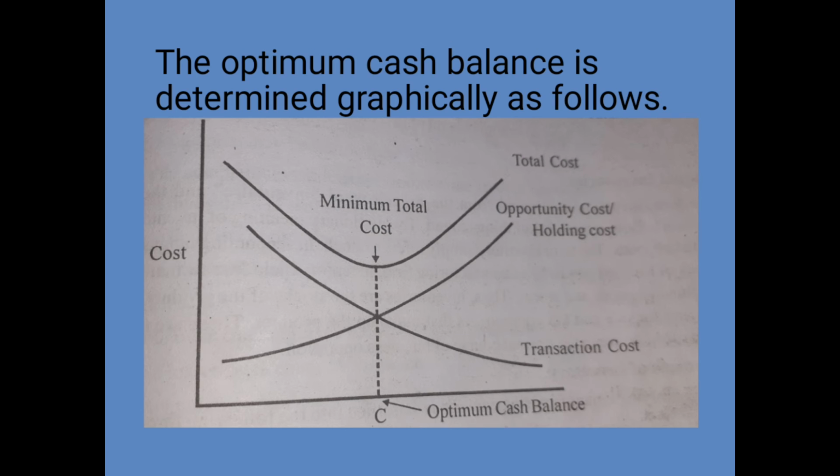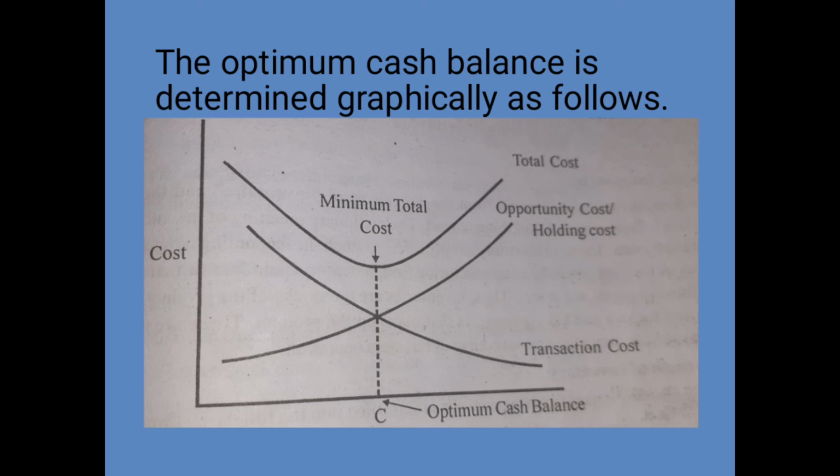So the opportunity cost goes on increasing when we are holding more cash balance. Okay, when we are holding more cash balance, opportunity cost goes on increasing. Okay, and what is the total cost? Total cost means the opportunity cost plus the transaction cost, and it also goes on increasing when we are holding more cash in ourselves.